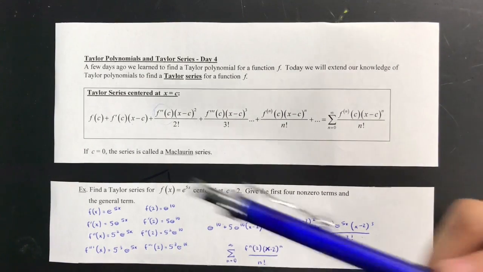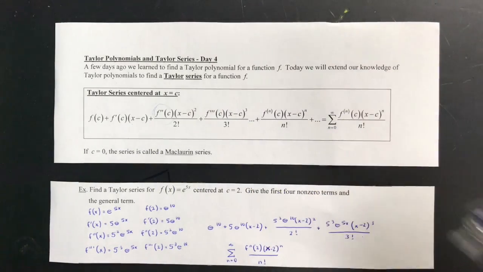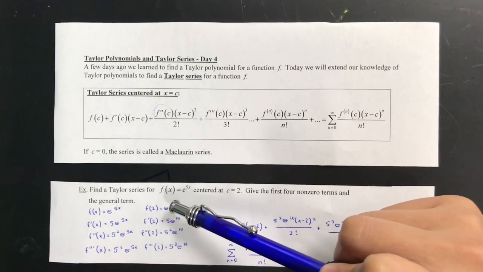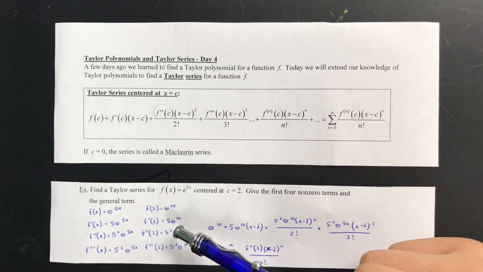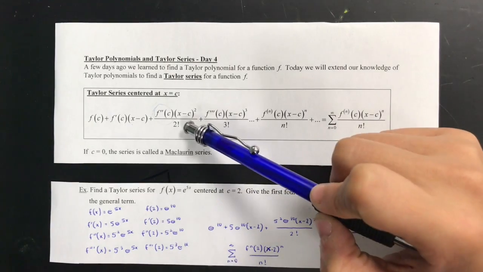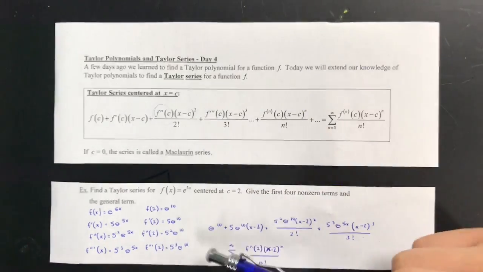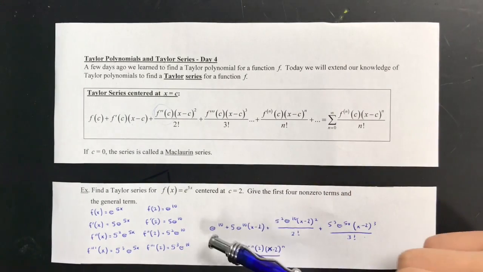So what we did first was, because this requires finding the first derivative, second derivative, third derivative, etc., we made a list of the derivative functions, and then we plugged in 2 because c is equal to 2. And so we basically plugged in these values that we found into the expression to find the first 4 terms. So for example, the first term would be f of 2 because it's f of c, and that's where we got e to the 10.